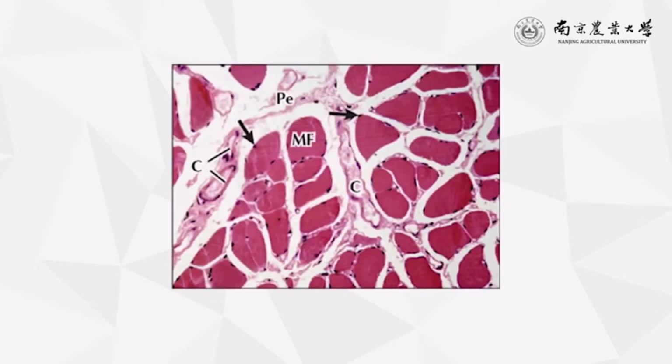Here is the transverse section of the skeletal muscle. The muscle fibers are rounded to polygonal cells with peripherally located nuclei. The surrounding perimysium contains an extensive network of capillaries and small blood vessels. Then we will learn the major components of skeletal muscle fibers.